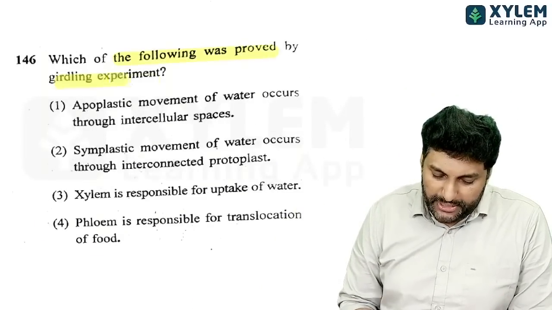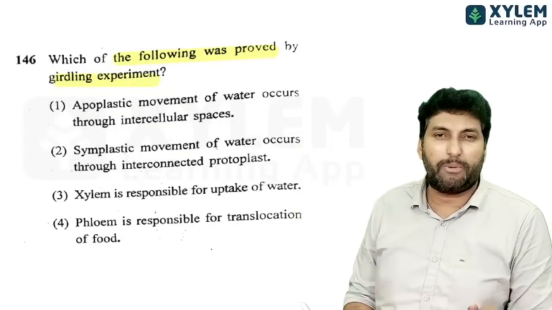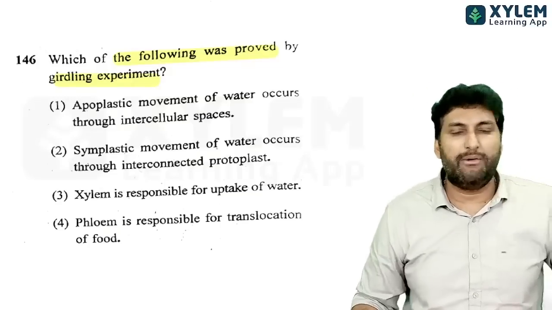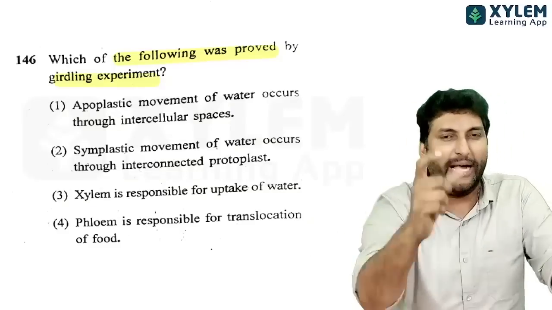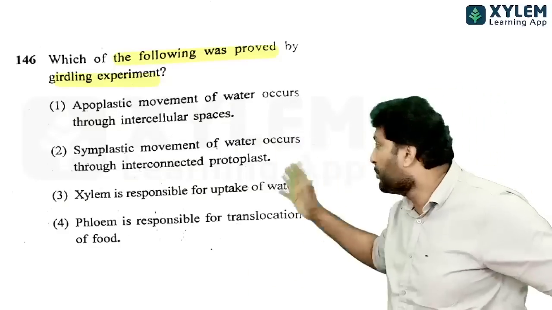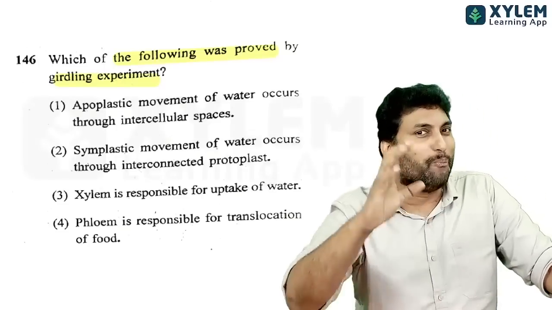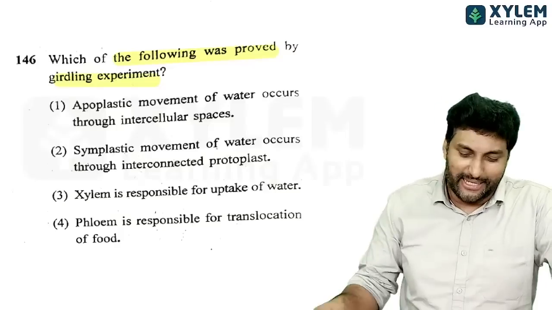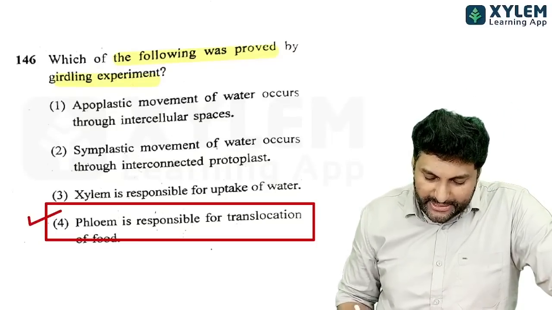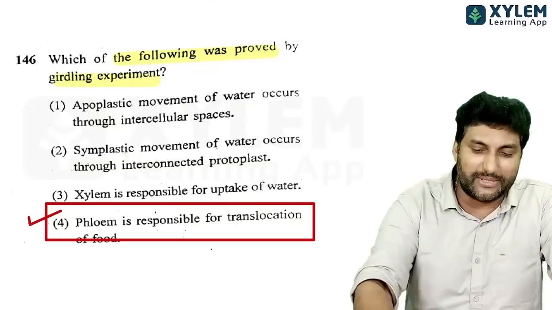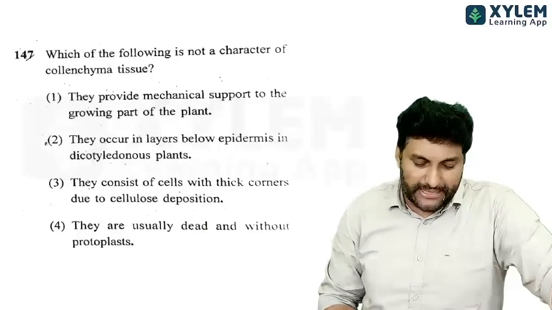Which of the following was proved by girdling experiment? Actually, this girdling experiment is given in the chapter Transport in Plants, the last page, the final experiment, which proved that phloem is the tissue which translocates food. So the right choice is responsible for the translocation of food. Direct question. Very easy.